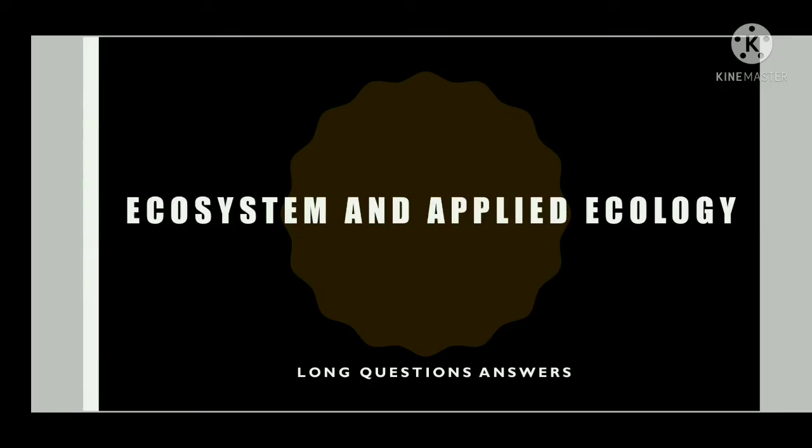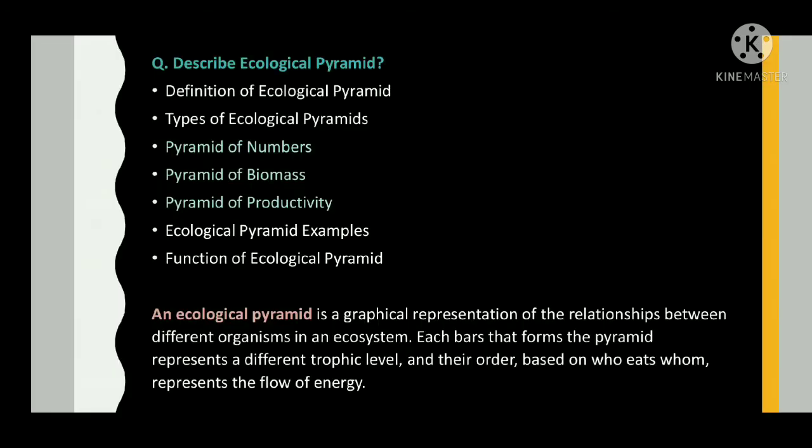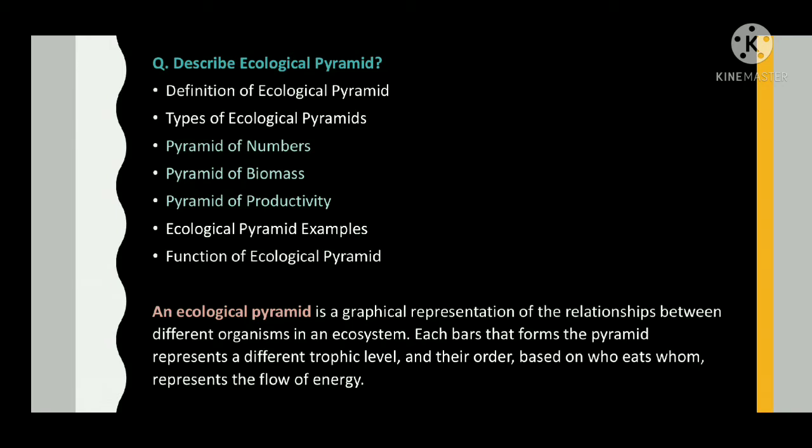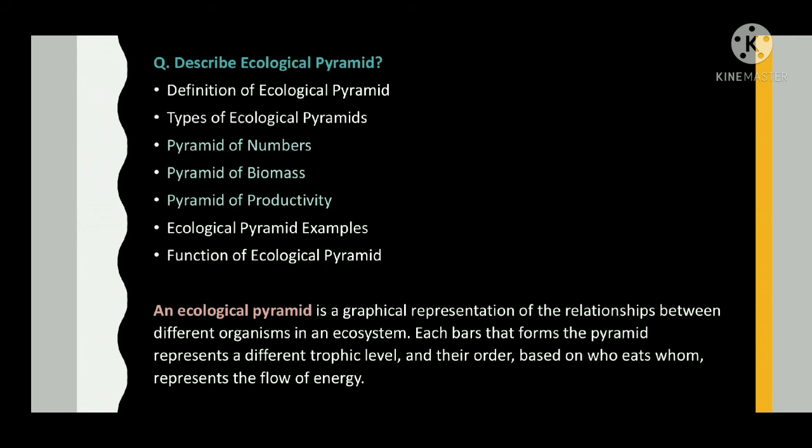Hello friends, in this video we are going to discuss the ecological pyramid. We have to know about the definition of an ecological pyramid, types of ecological pyramids, examples, and functions of the ecological pyramid. An ecological pyramid is a graphical representation of the relationships between different organisms in an ecosystem.